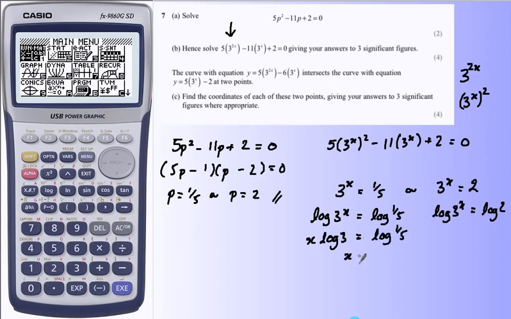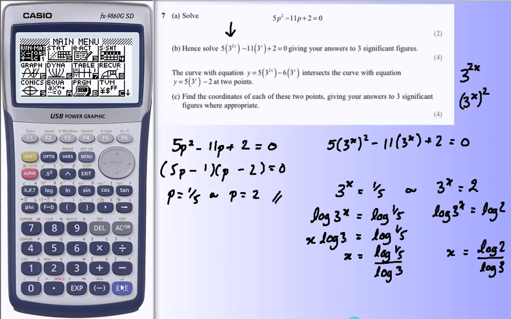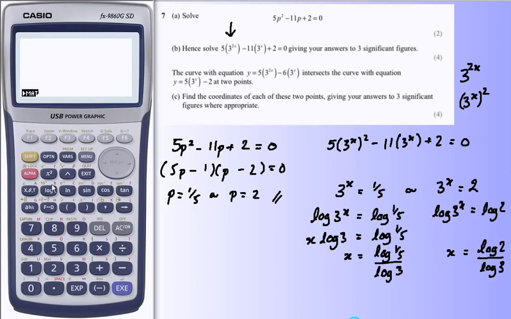And so x will be logarithm of 1/5 divided by logarithm of 3. And in the same way, this one will be logarithm of 2 divided by logarithm of 3. Put that in the calculator. Logarithm of a fifth divided by logarithm of 3.